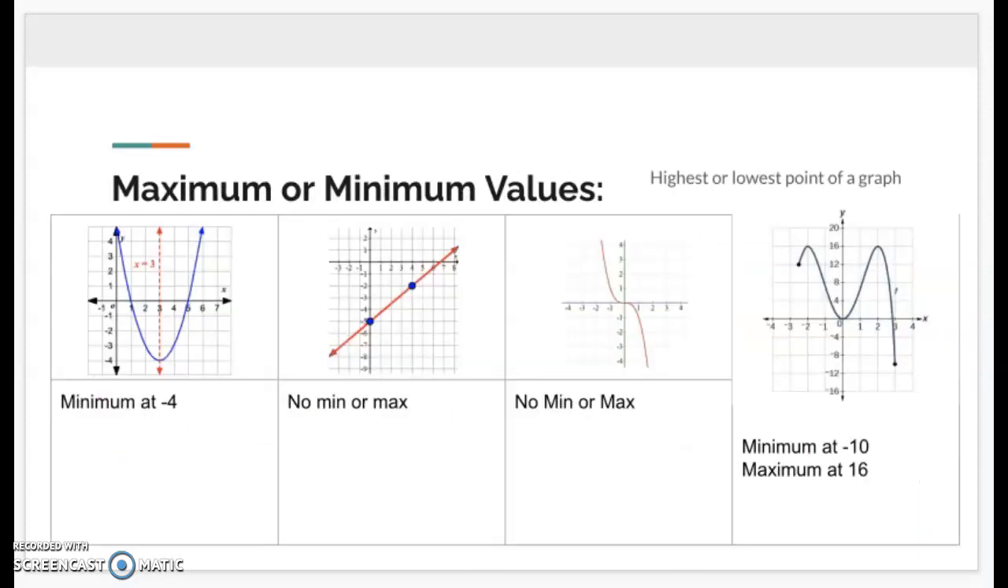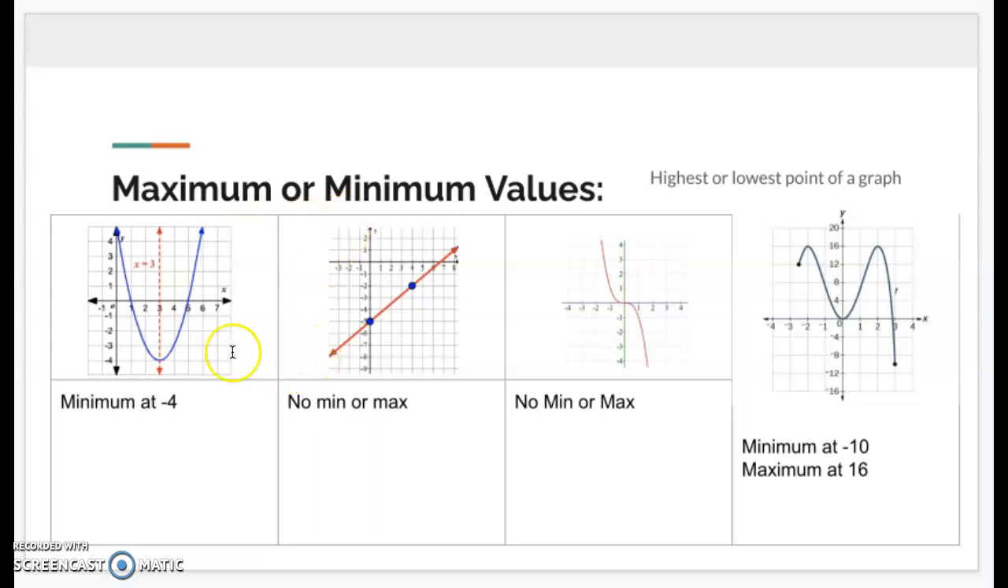Alright, next one, maximum and minimum. So maximum and minimum is just your highest and your lowest point of your graph. Imagine if you could draw a line at the highest or the lowest point. If it has arrows, that arrows mean that it continues and it never ends.